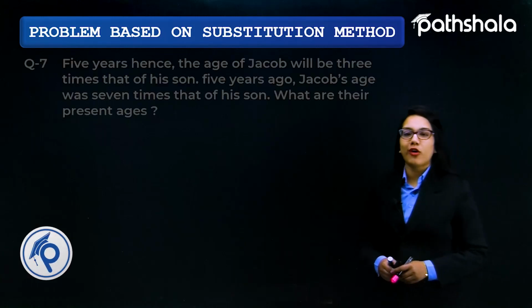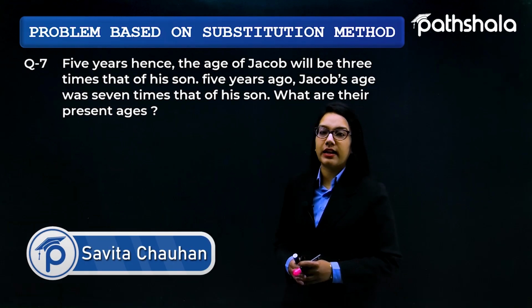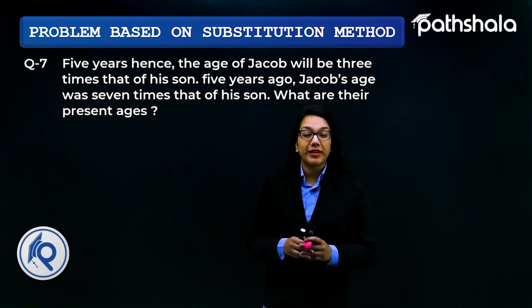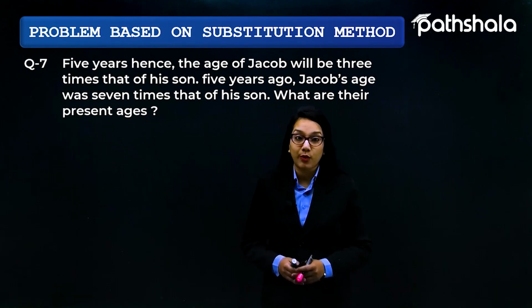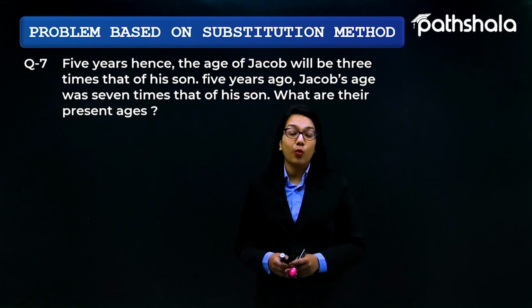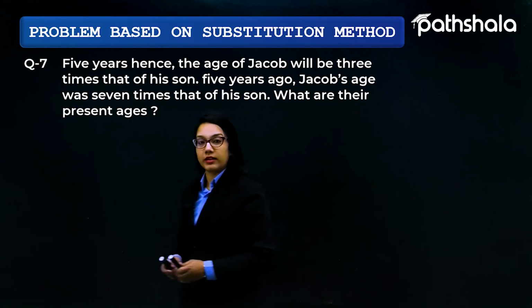So let's move on further and see question number 7. The question says that 5 years hence the age of Jacob will be 3 times that of his son, and 5 years ago Jacob's age was 7 times that of his son. So what are their present ages? We have to find out their present ages.